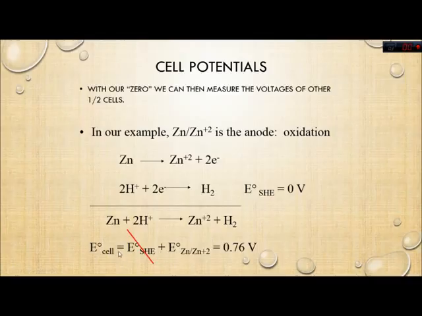In this case, E SHE is equal to 0. So we get that E cell is equal to E of Zn2 plus, which is equal to 0.76 volt, and this is the inherent electrode potential of Zn. So by comparing with the standard hydrogen electrode, we can find the potential of any of these elements.